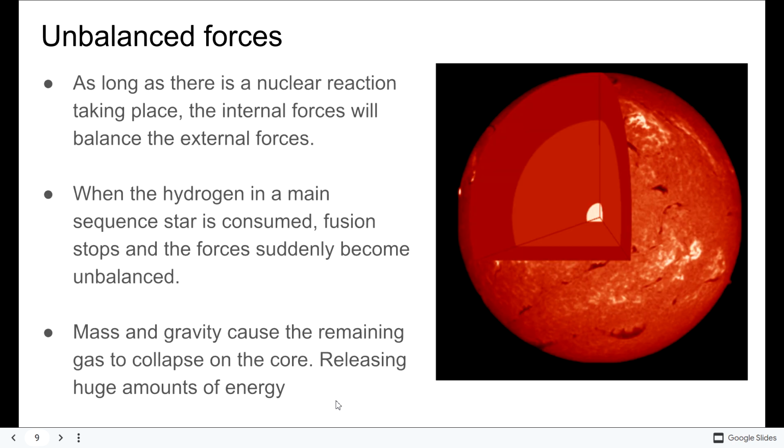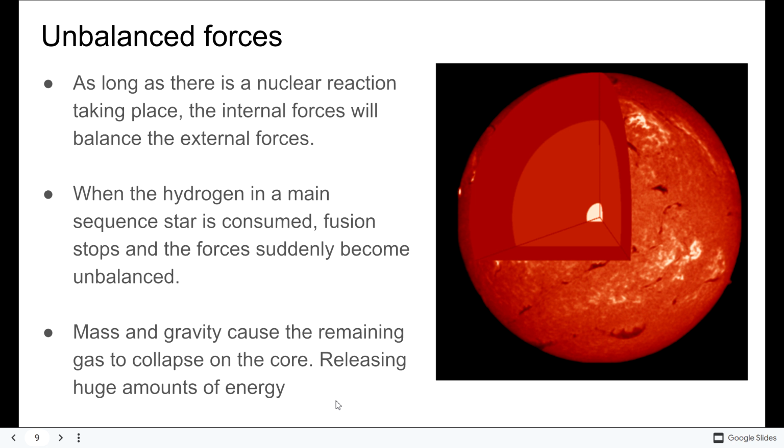If nuclear fusion stops, you have an unbalanced star. Unbalanced stars are not happy. Internal forces are no longer happening. We don't have that nuclear fusion, so they're no longer pushing out. So what happens is all of those gases collapse in on the core. Once all that hydrogen gets consumed, we suddenly have a collapse of the star.